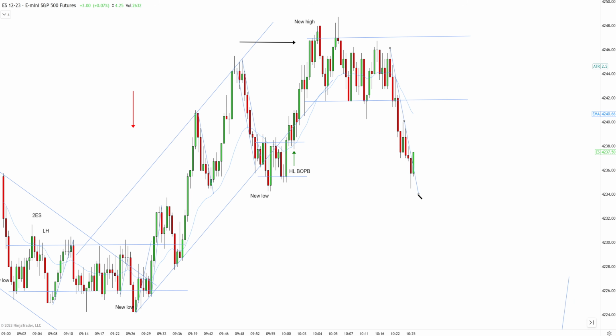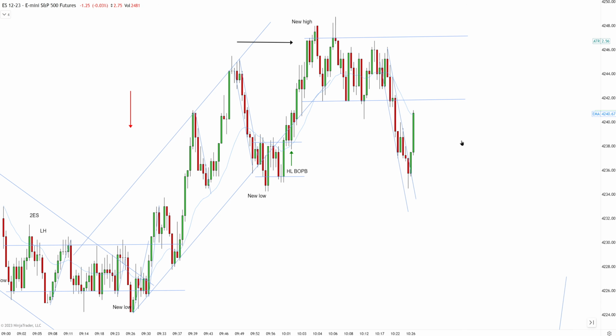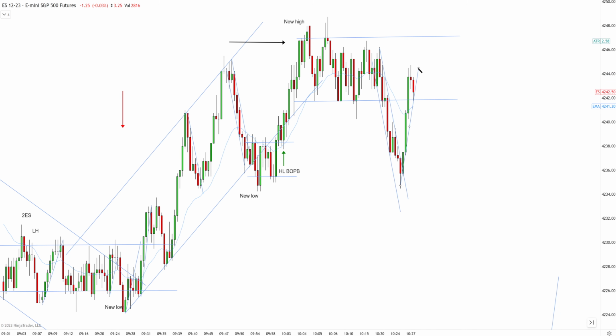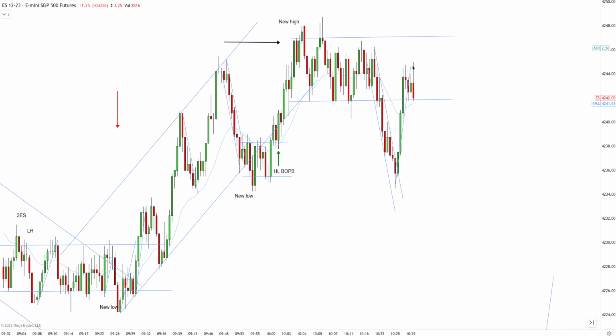Okay, we're finally breaking lower. So this is what we want to see. Market is breaking in the direction we want. So I'm expecting a second entry short at the EMA. Okay, we broke higher again. Okay, we have a break of new high, another small break of new high.